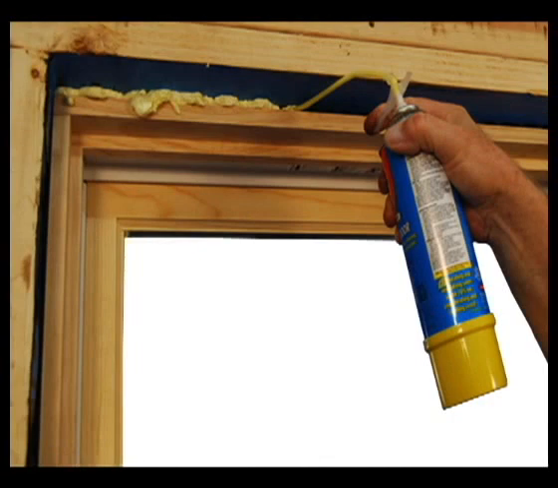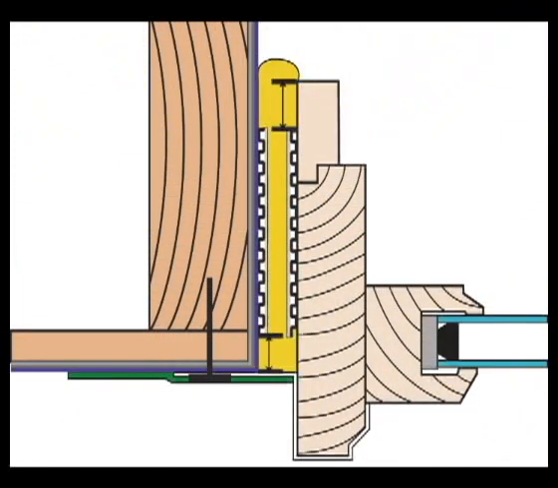Use non-expanding foam to insulate the voids on the sides and the top of the window opening. This illustration shows the window opening fully insulated and drainage plane creating channels for moisture to run down and out the bottom.